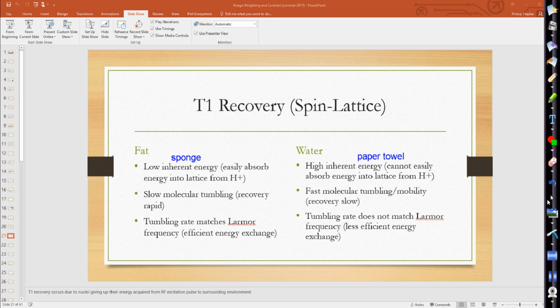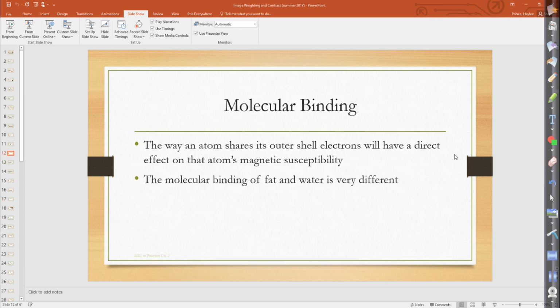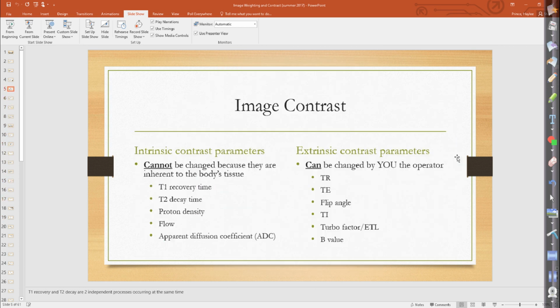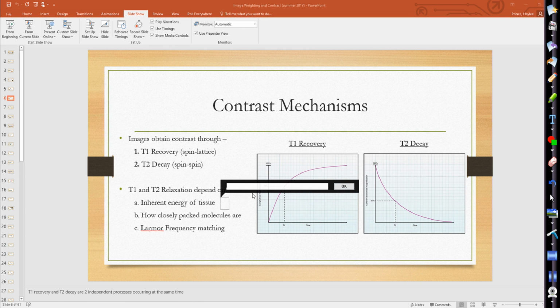So going back to this initial slide right here. Which of these are related to T1 and which are related to T2? What do you think? Inherent energy of the tissue. Which one? T1 or T2? T1, because remember, that's also called what? Spin-lattice. Spin-lattice, yeah.